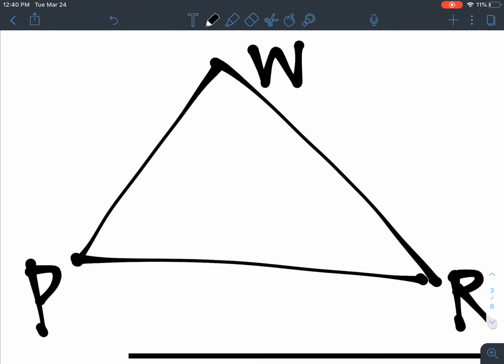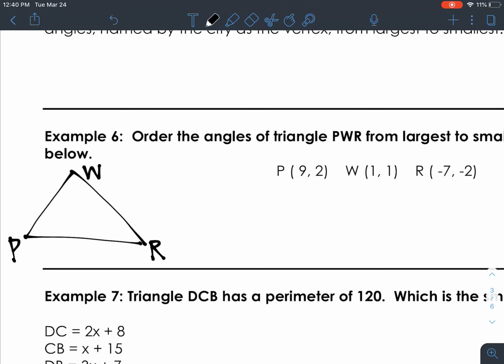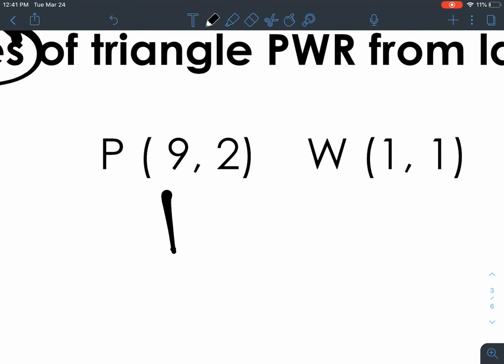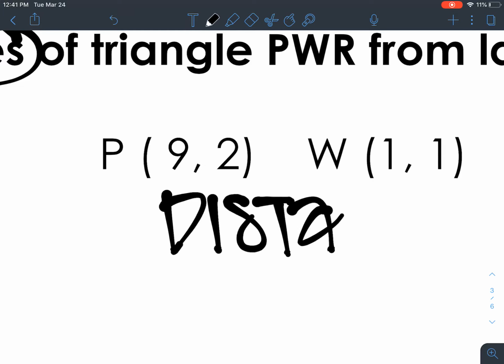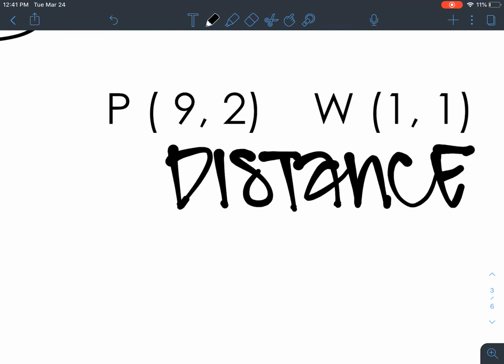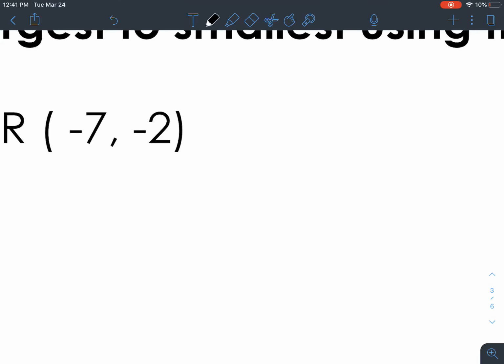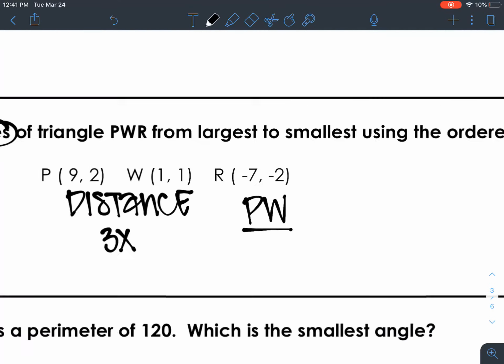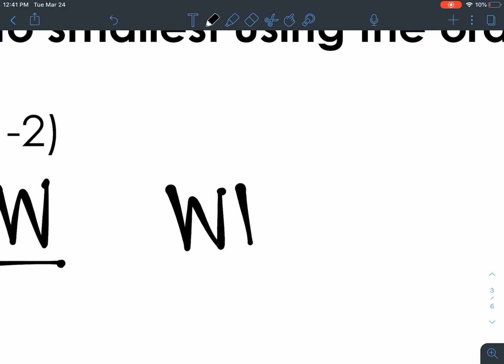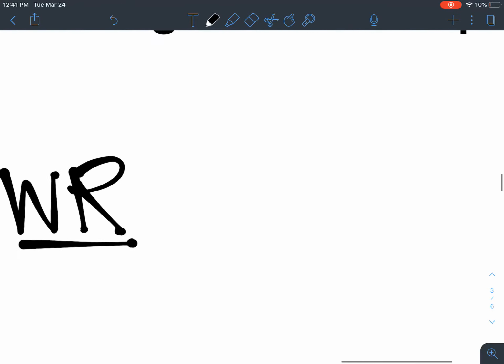Okay. All right, guys. So if I'm trying to order the angles of that triangle, what I'm really looking at are the side lengths. And I think you guys should know where we're going from here. If I need to know the side lengths and I'm given points, what I'm going to be doing is the distance formula. And I am going to be doing the distance formula 3 times. So I'm going to do it for PW, for WR, and for PR.